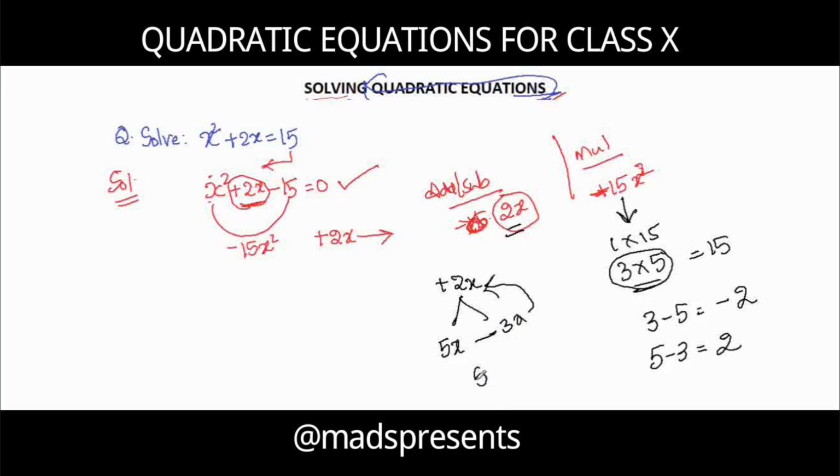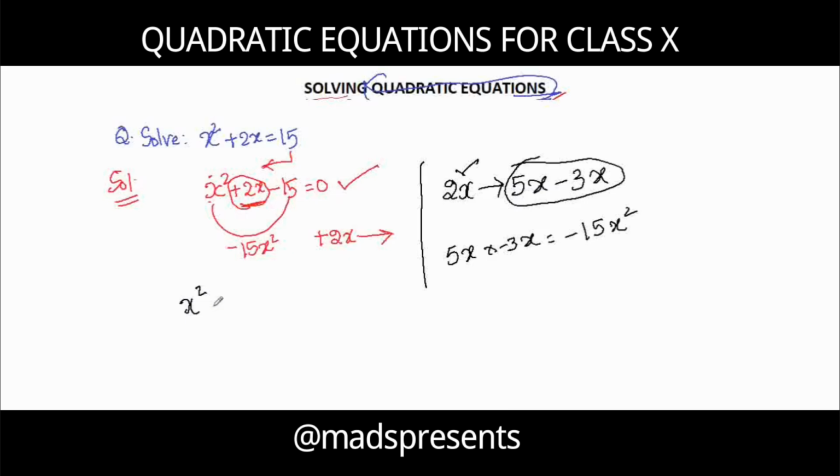Take the same numbers: 5x into −3x gives −15, and x into x gives x². So x² + 2x can be written as x² + 5x − 3x − 15 = 0. I'm not doing anything with the first and last terms, writing them as they are. Only the middle term I split like this. After that, simply group the first two and the next two terms and take out what is common.